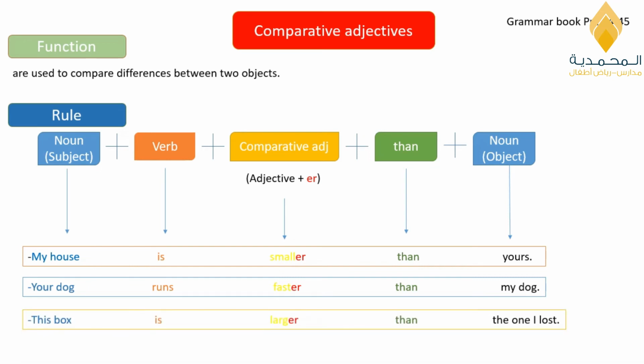Let's see another example. This box is larger than the one I lost. So we compare between this box and the one I lost. The verb is, which is a verb to be. The adjective here, large, so we add er, it becomes larger. And we don't forget to put than after the comparative adjective. The sentence is, this box is larger than the one I lost.